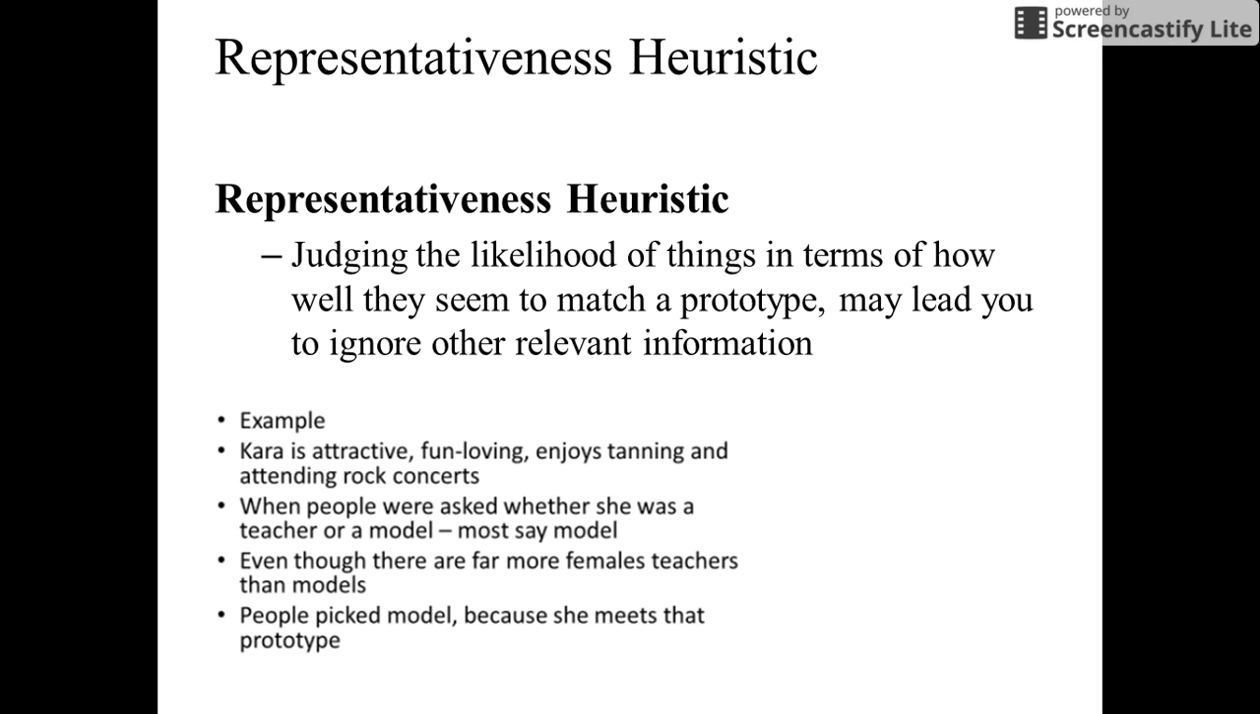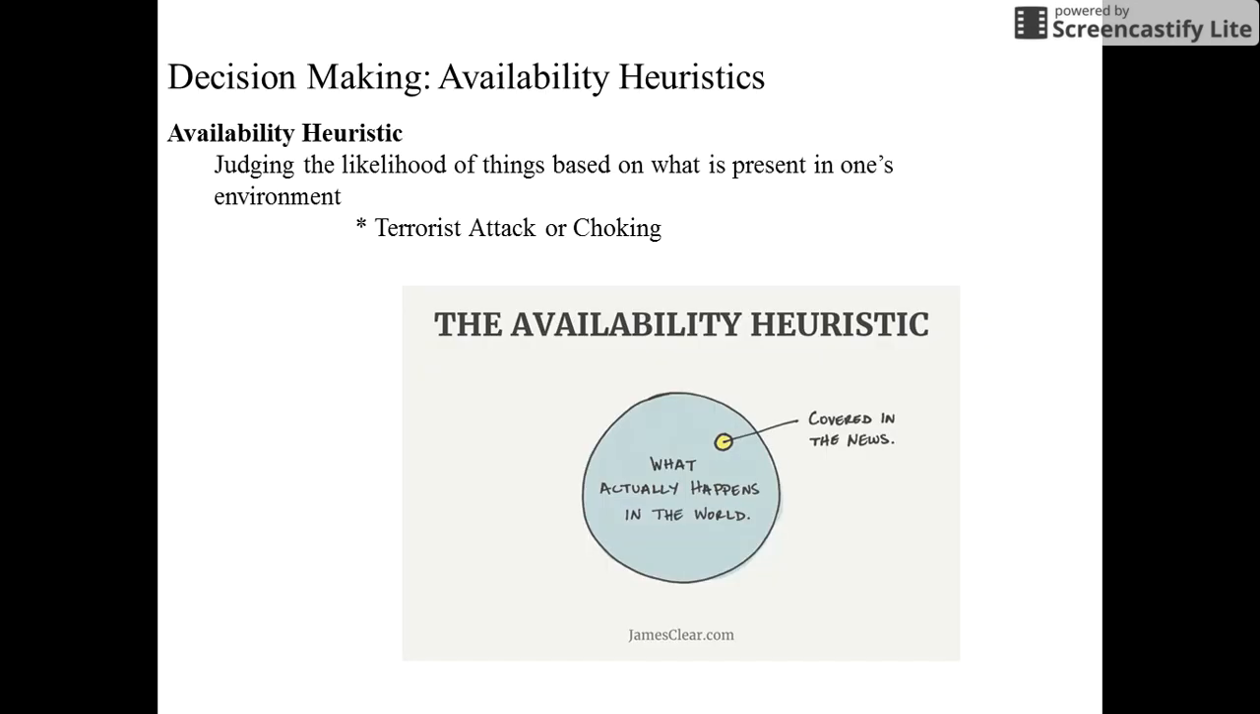Even though there are far more female teachers than models, the correct answer would most likely be a teacher. However, people pick the model because she meets the prototype. So a lot of the times you use the prototype to help you make a decision, even though it's not accurate. Okay. Another shortcut you use is judging the likelihood of things based on your environment.